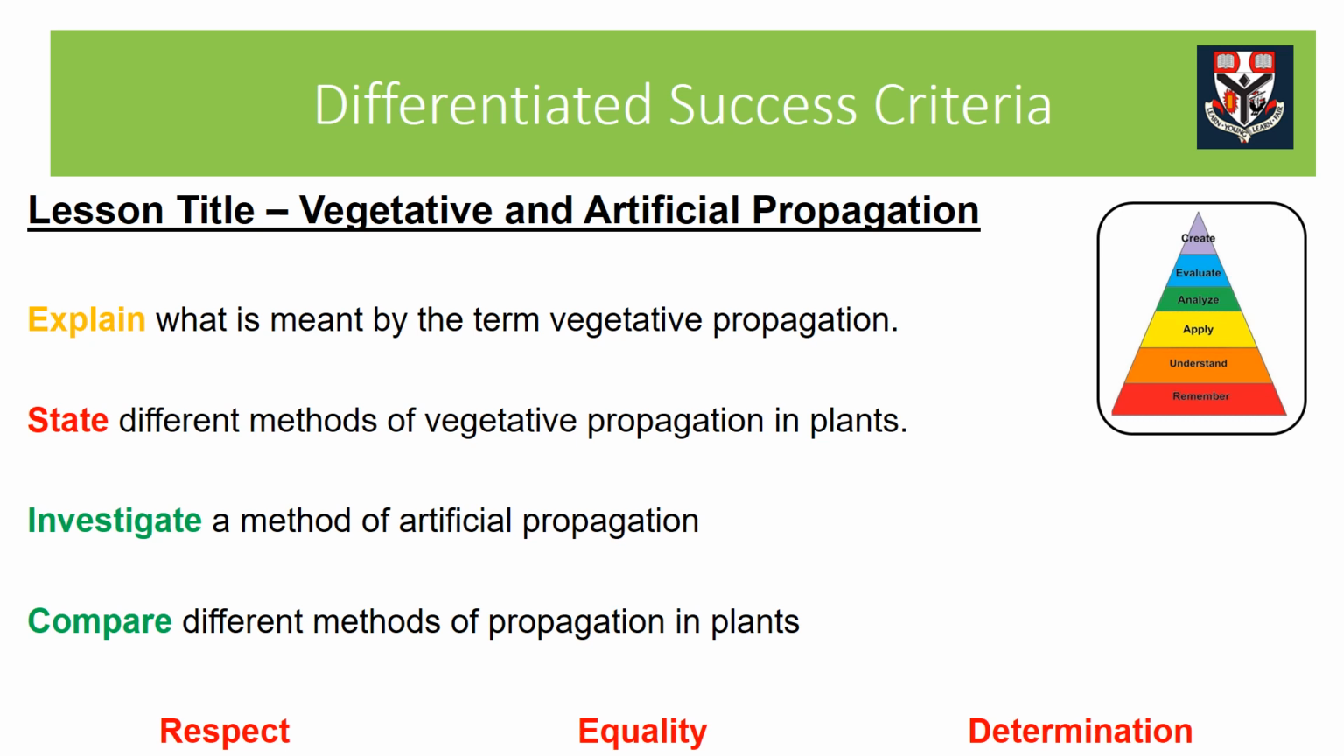When being asked to state different methods of vegetative propagation in plants, you're being asked to simply recall from memory, a remembering skill. To investigate a method of artificial propagation and to compare different methods of propagation in plants, you're being asked to analyse.